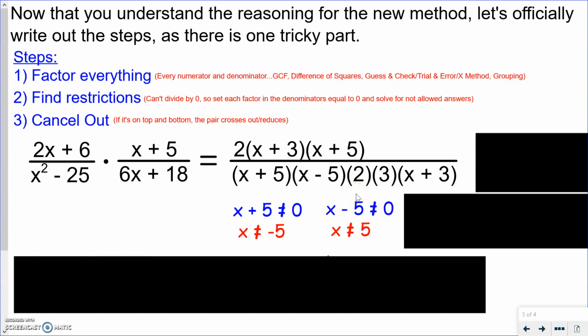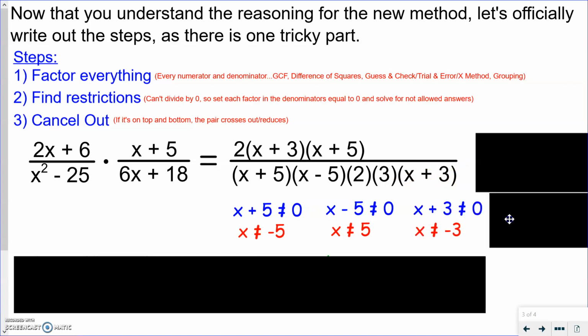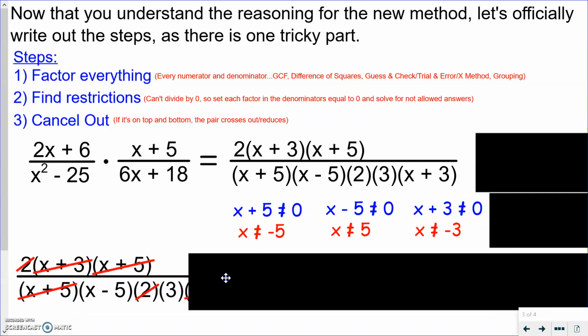2 is a number, no variable, so I skip that. 3 is just a single number, no variable, I skip that. X plus 3 has a letter, so I have to solve that as well. X plus 3 cannot equal 0. I solve that, I get x cannot equal negative 3. We found our restrictions. Now we're going to cross out.